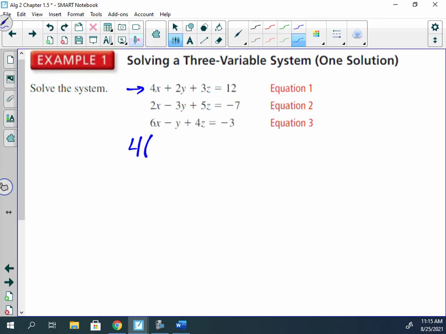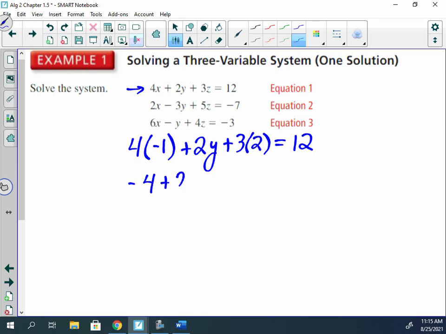So we say 4 times, well, x is negative 1, plus 2y plus 3 times 2 is equal to 12. And we just need to solve for the value of y. Well, 4 times negative 1 is negative 4. 3 times 2 is 6, is equal to 12. We can combine like terms because negative 4 and 6 are both on the same side of the equal sign. And 6 minus 4 is, and it'd be positive, so we'd say plus 2.